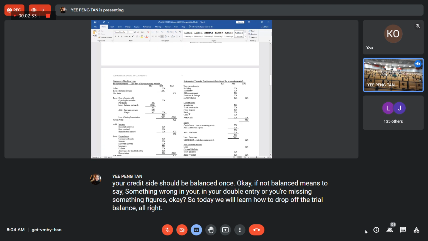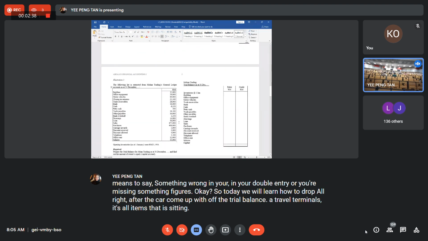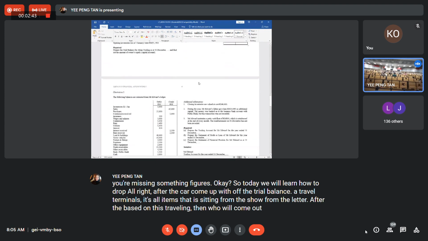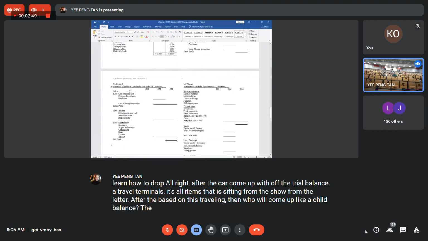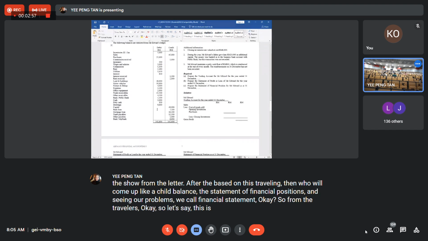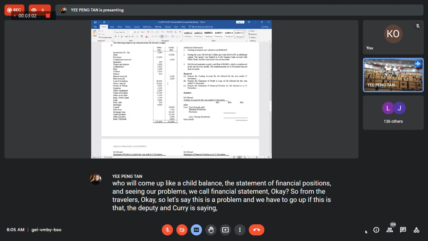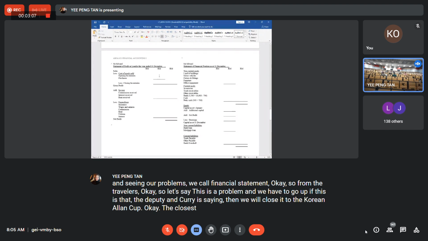After we have come up with a trial balance, with all the items extracted from the ledger, based on this trial balance we will come up with the statement of financial position and the statement of profit and loss. We call it the financial statement. So let's say this is a trial balance. After we draw it out, if the debit and credit are the same, then we will post it to the P&L account. We call it the statement of profit and loss and the statement of financial position.